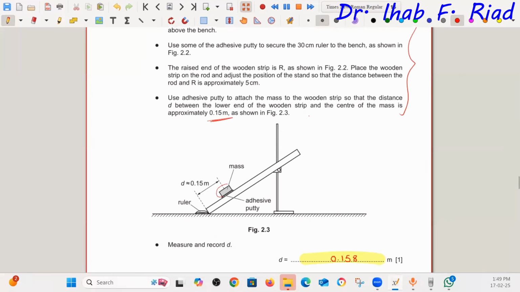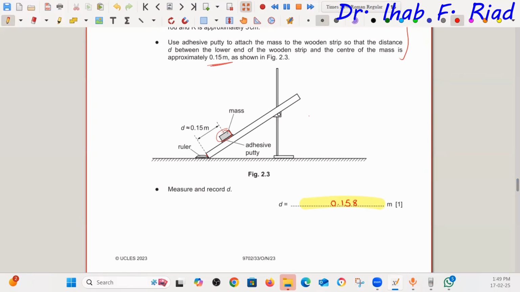So we have a mass. We are going to attach it to the putty. Okay. And it is going to be approximately 15 centimeters from the end of the piece of wood. Measure and record d. So we are going to get two values for this distance d, and we are going to calculate the average. What we get is this value.